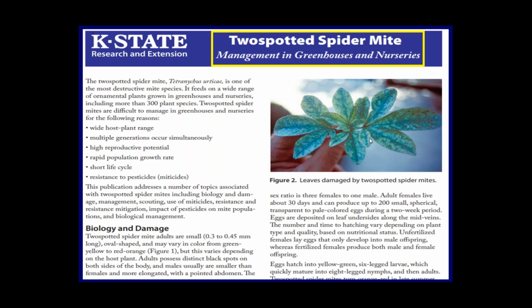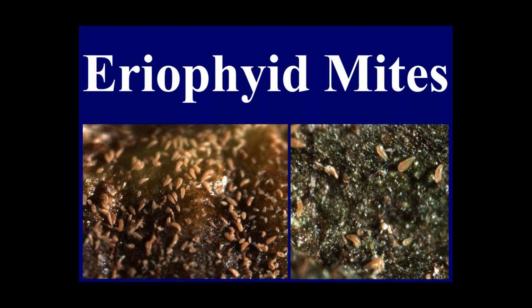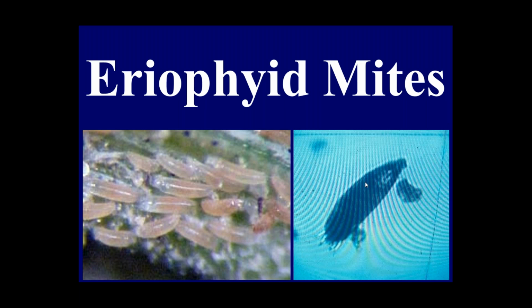Okay, now we move on to eriophyid mites, and eriophyid mites are very interesting mites. They tend to be very gregarious, meaning they cluster together. And here's a close-up of the eriophyid mite. Now you'll notice something. They only have 4 legs. Yes, eriophyid mites don't have 8 legs. They have 4 legs, okay?